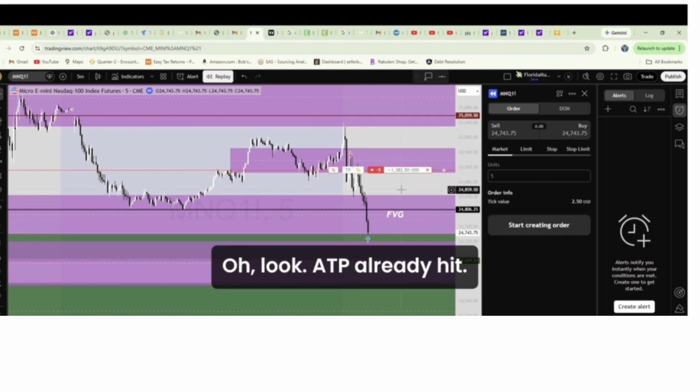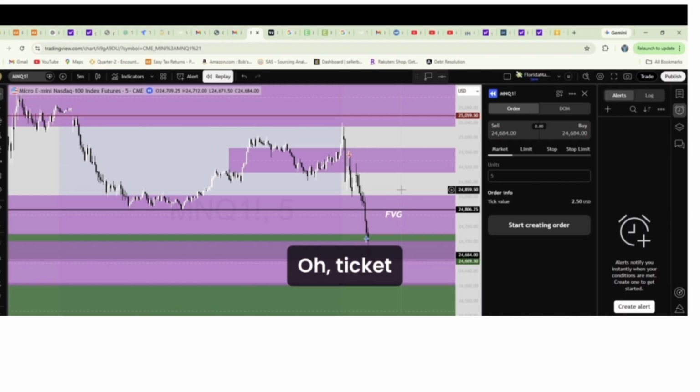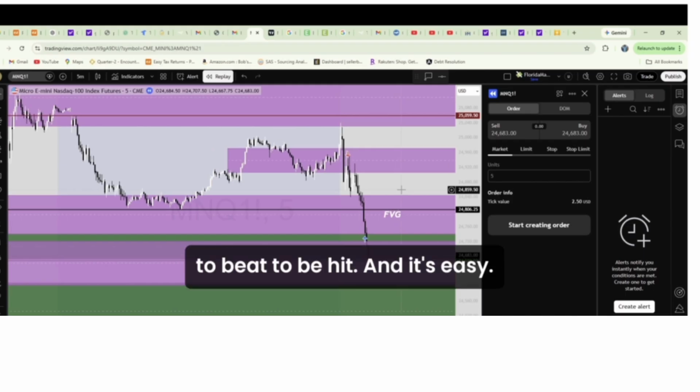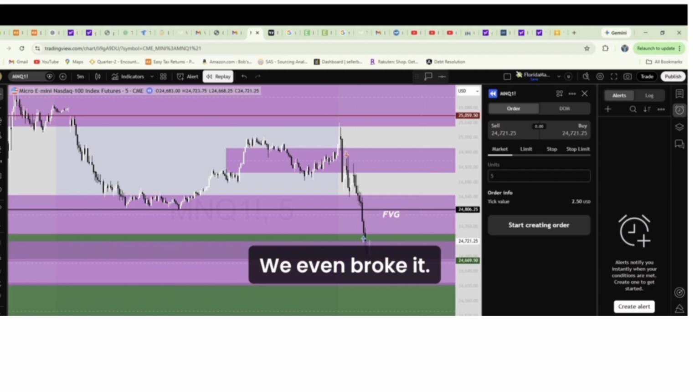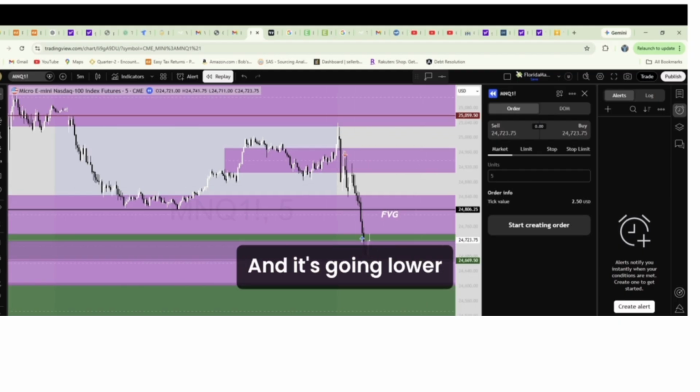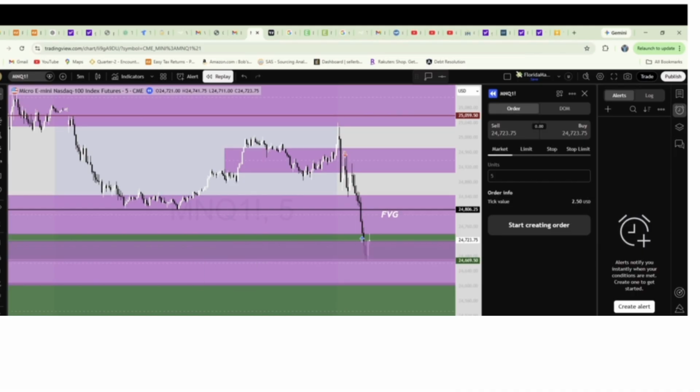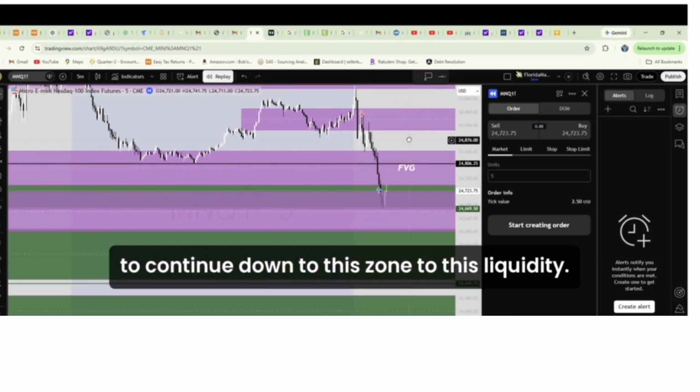Okay, I'm going to bring it. Oh, look, TP already hit. Oh, TP hit. TP hit, and it even broke it, and it's going lower because it already broke it. That's a fair value gap. You're expecting it to continue.